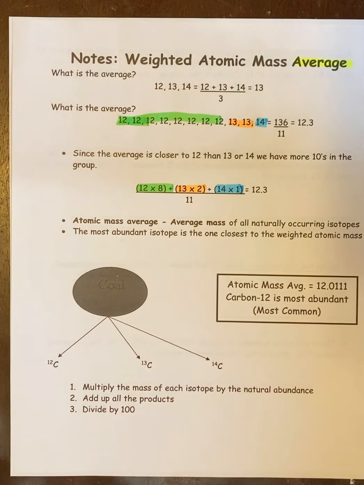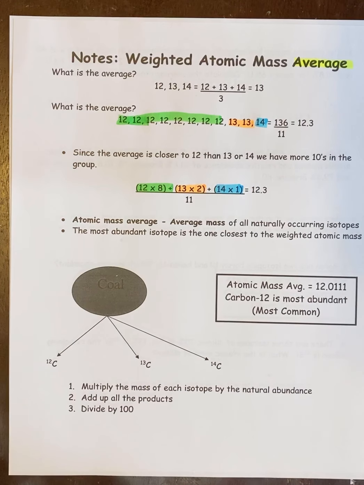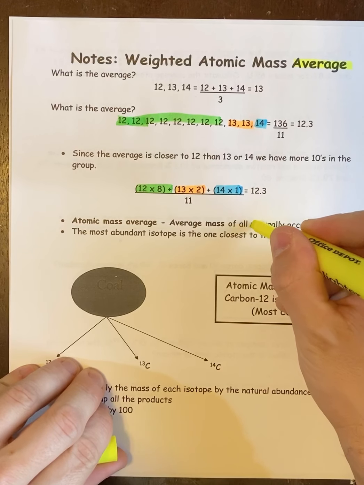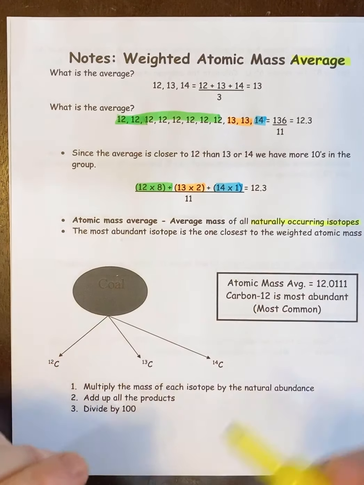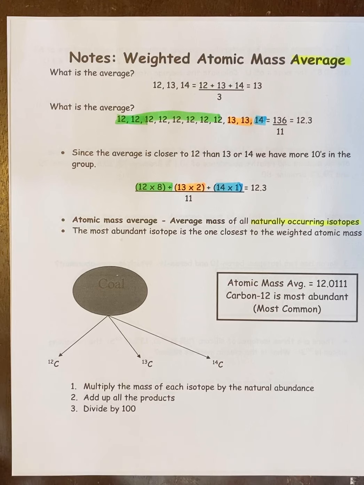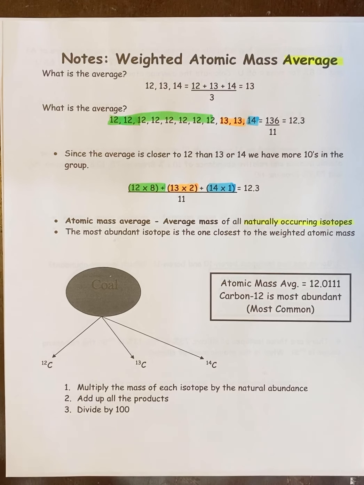And so what this represents is the atomic mass average is the average mass of all of the naturally occurring isotopes. Keyword there. By naturally occurring, we mean that if we take a hunk of carbon, which is like, let's say coal, it's almost all carbon. If we take a hunk of coal and we add up the weight of all the carbon atoms that happen to be in the coal, what is their average weight? And so that's what this represents. This represents the average mass of all of the naturally occurring isotopes.